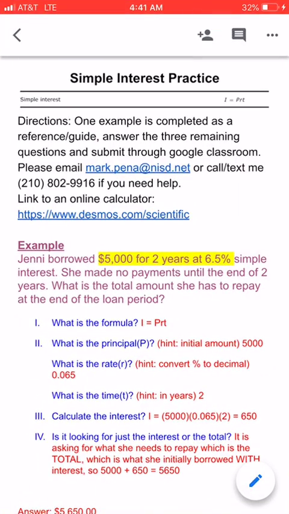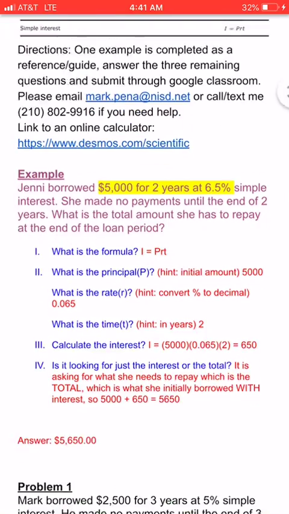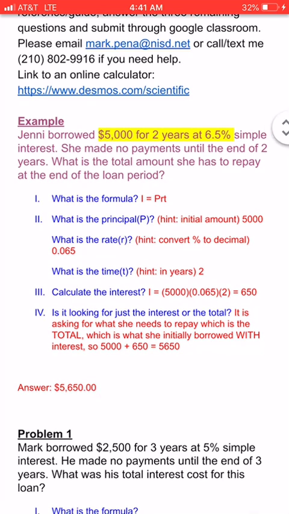Okay, but let's get to the example. Jenny borrowed $5,000 for 2 years at 6.5% simple interest. Once again, it says simple interest right there. All the problems for this week are going to be simple interest because that's our topic for this week. She made no payments until the end of 2 years. What is the total amount she has to repay at the end of the loan period?